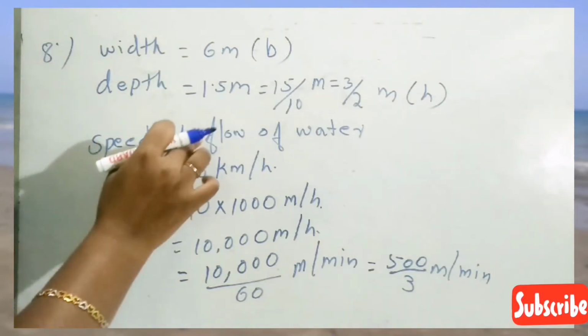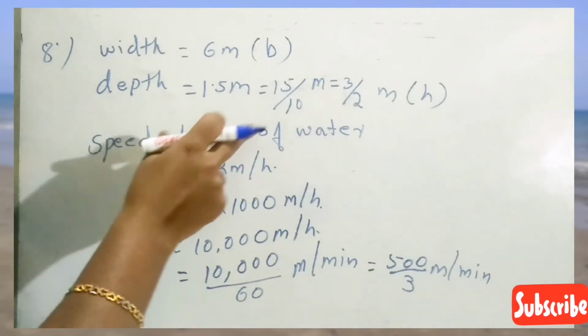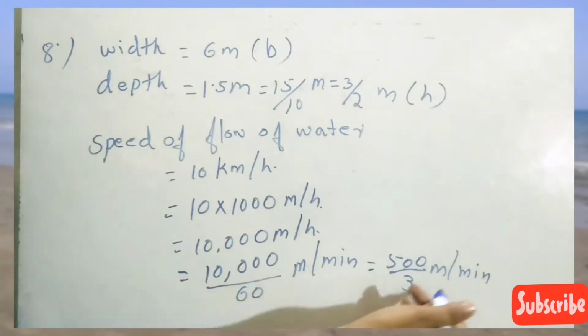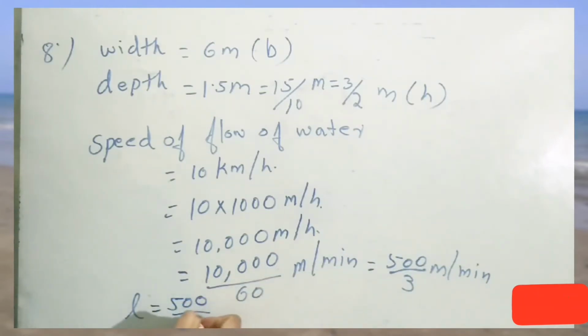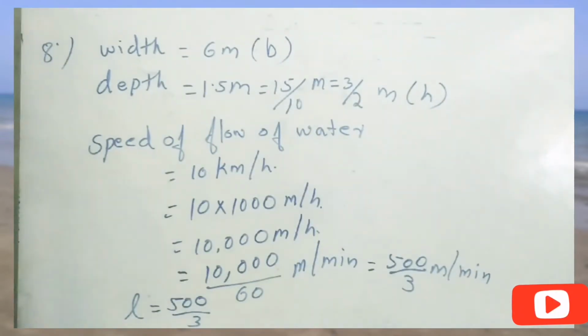In our question, the speed of flow of water is given. In this type of questions, the speed of flow of water is the length of our figure. In this question, the figure is a canal and that is of the form cuboid. Therefore, the length L is equal to 500 by 3. Now we can find out the volume of water that flows in 1 minute from the canal. Breadth is already given in the question, height is also given, and now we need the length of our canal, which is equal to the speed of flow of water.